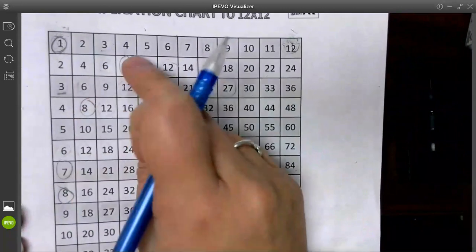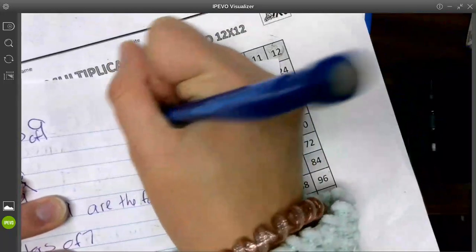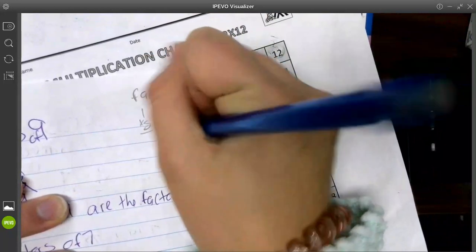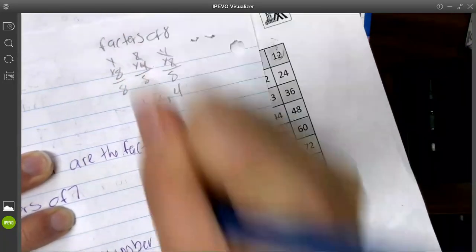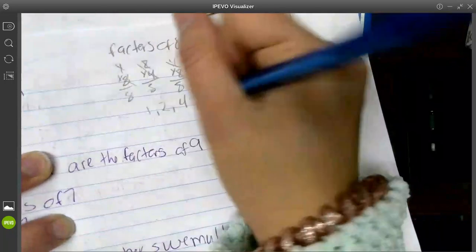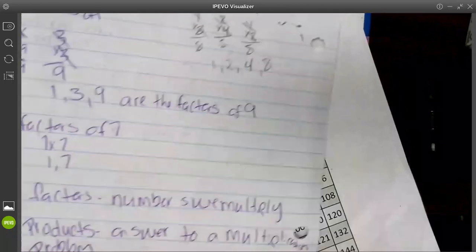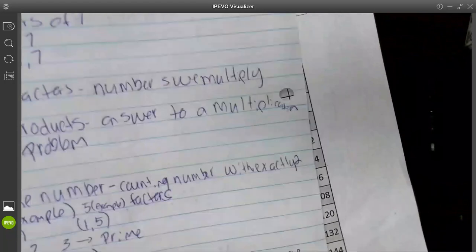Okay, so the factors of 8 are 1 and 8, 4, 2, 2, 4. So let me list those. Factors of 8. So 1 times 8, 2 times 4, 4 times 2. They all give us 8. So the factors of 8 are 1, 2, 4, and 8 itself. Okay, so those are the factors. So that would be a composite number. 9, we've already did that. 9 is a composite number.